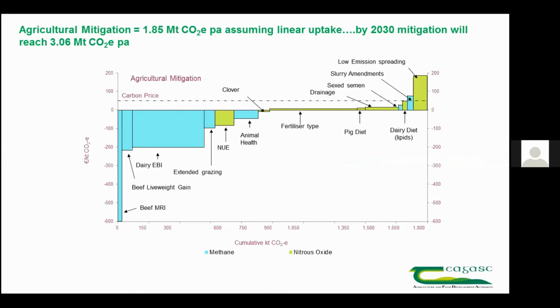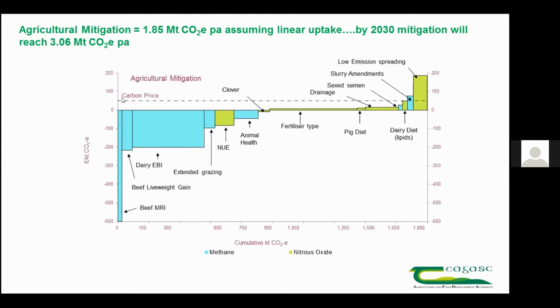Okay, so if we look at agricultural mitigation, what we see is the main options that are most effective are dairy EBI, so improving the genetic merit of the dairy herd, changing fertilizer type, you see is a nice wide bar as well, and also the use of things like low emission spreading, slurry amendments, animal health, extended grazing, changes in reducing crude protein in pig diets, the use of clover, and here the use of lime to improve nitrogen use efficiency and soil nutrient cycling.